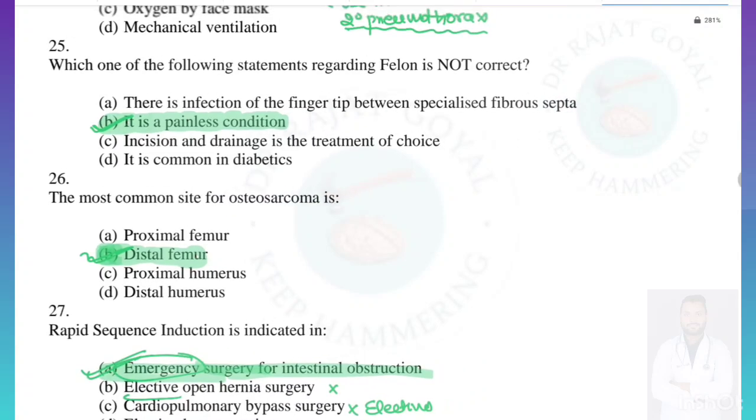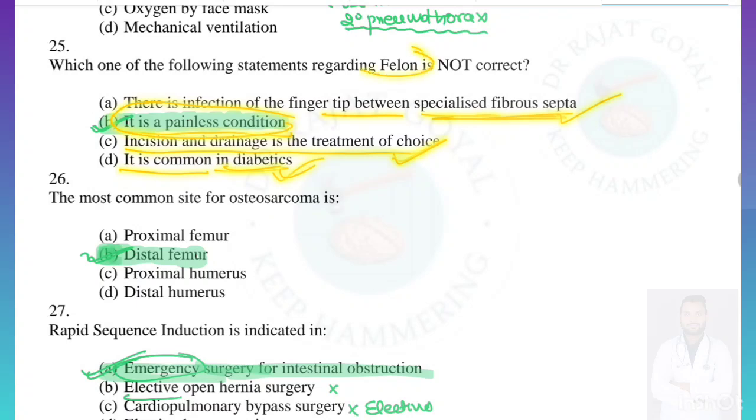Which of the following regarding the felon is not correct? There is an infection in the fingertip, specialized fibrous septa. This is true. Incision and drainage is the treatment of choice. This is also true. It is common in diabetics. This is also true. And it is a painless condition. This is not true. Felon is a painful condition, and the treatment is done with the antibiotics and incision and drainage.